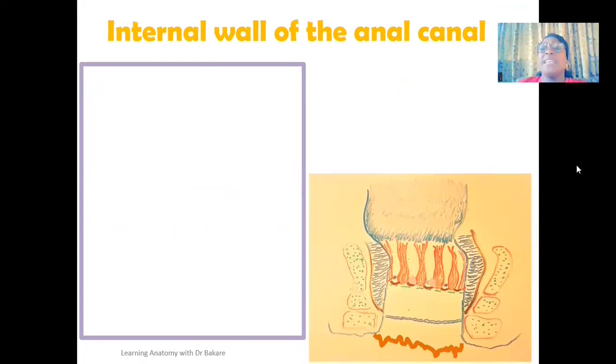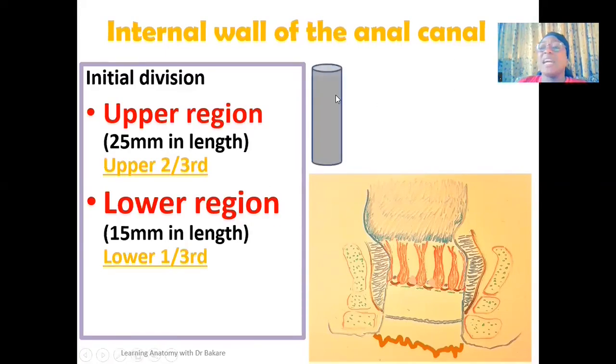The internal wall of the anal canal is initially divided into 2 subregions. Let's say this is the configuration of the anal canal. It's demarcated at this point, highlighted in red.